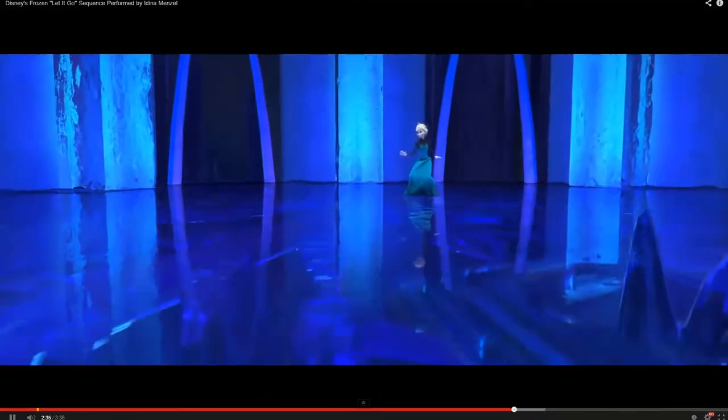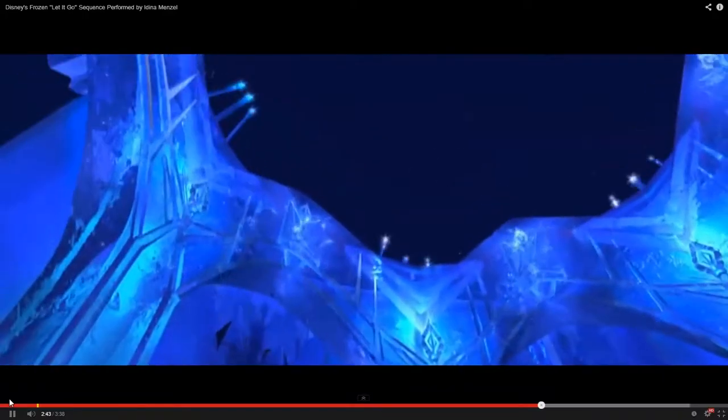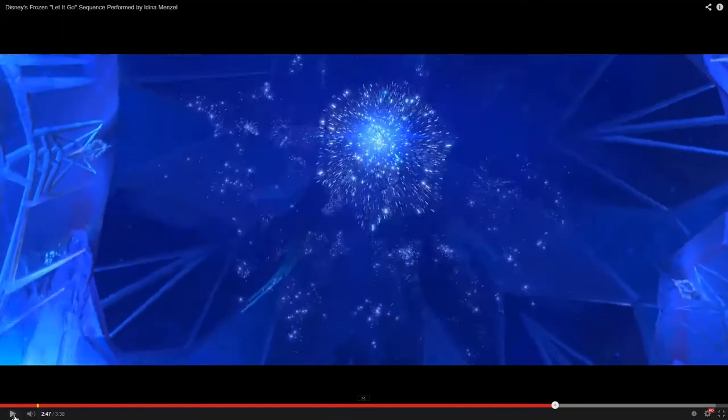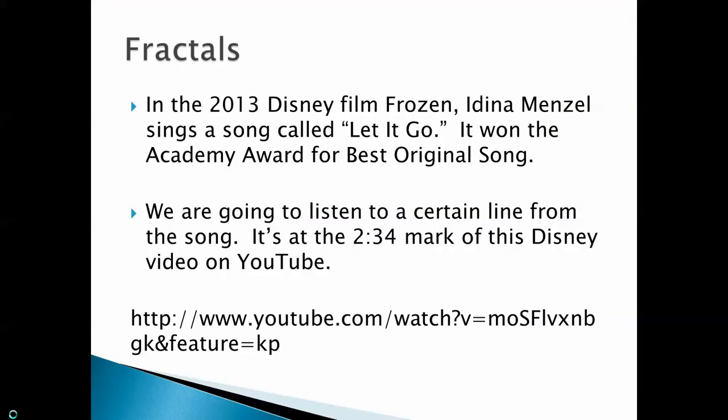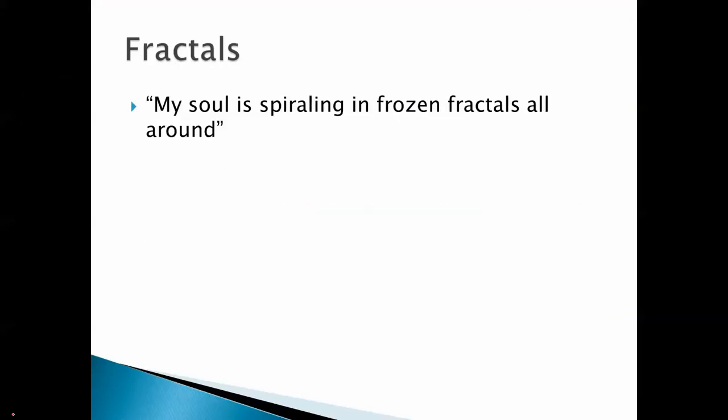Power flurries through the air into the ground. My soul is spiraling in frozen fractals all around.